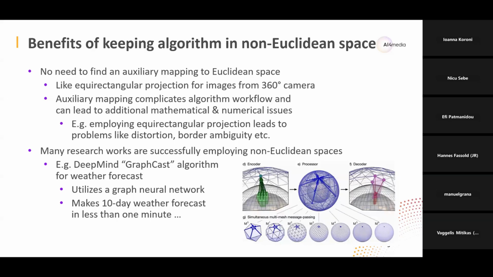And many research works are really successfully employing non-Euclidean spaces. For example, the DeepMind GraphCast algorithm for weather forecast. It utilizes a graph neural network, in multiple resolutions or scales. You can see that on the right side, and it makes a 10-day weather forecast in less than 1 minute.